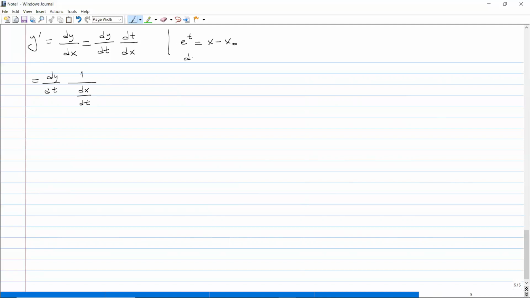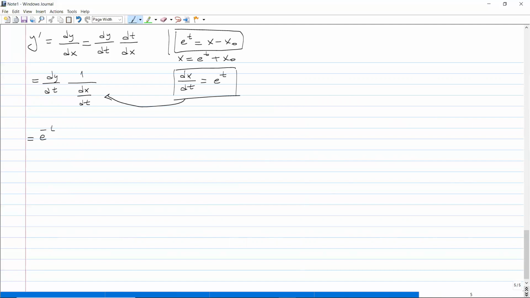So x is e to the t plus x0. So dx dt is e to the t. Under this substitution, derivative of x with respect to t is e to the t. So if we substitute it here, we have 1 over e to the t, or e to the minus t dy dt.